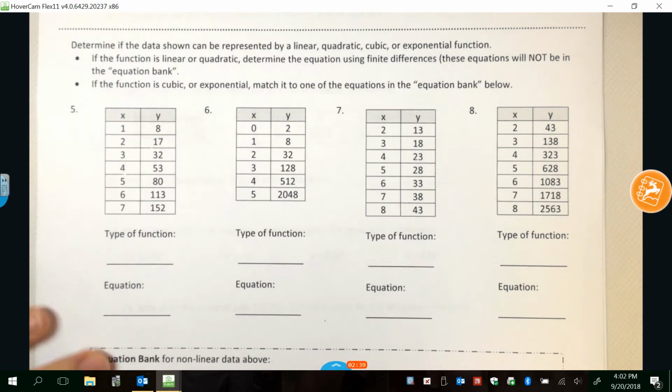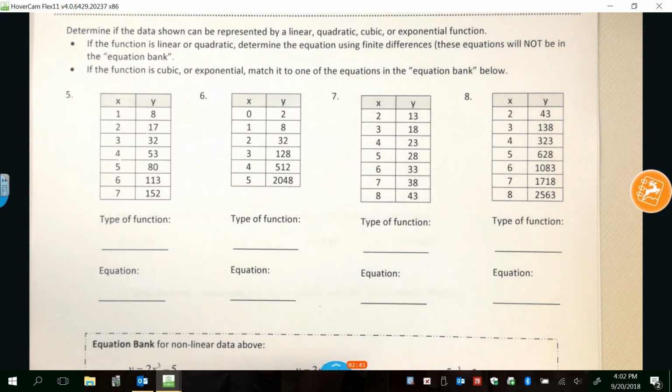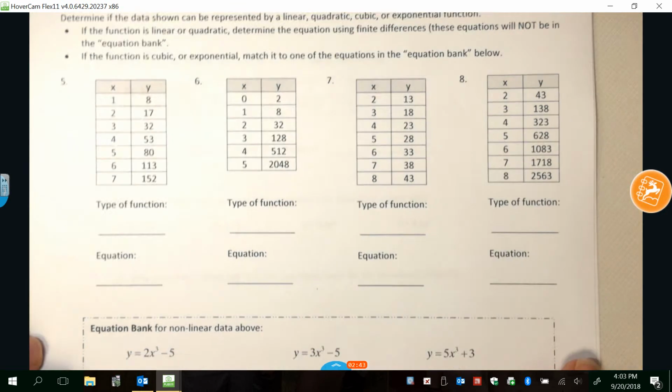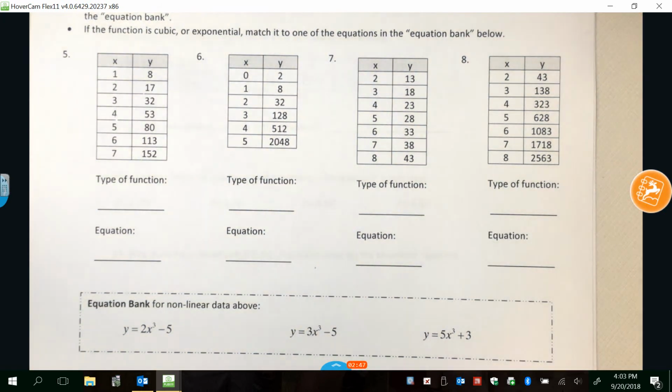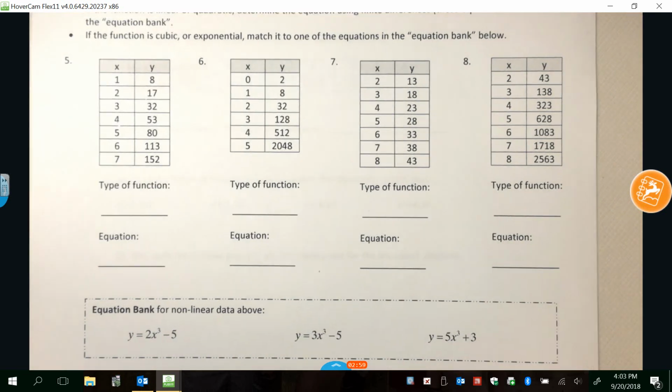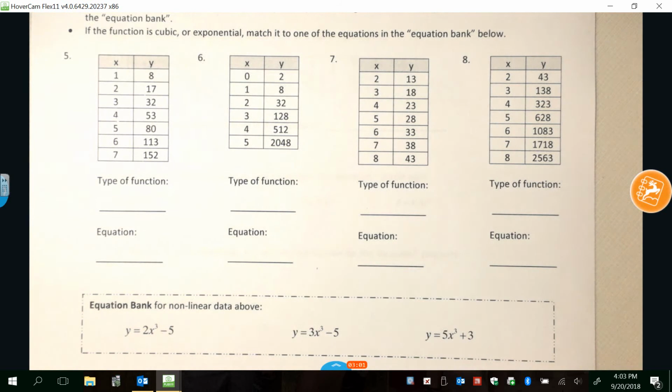So let's look at 5 through 8. These are probably one of the hardest on the test. Okay, so it tells me determine if the data shown below can be represented by linear, quadratic, cubic, or exponential. If the function is linear, quadratic, cubic, or exponential, define your equation. And then if it's cubic, if you notice, I put equations at the bottom because cubic is kind of weird when it comes to the calculator. So you're just going to use those.